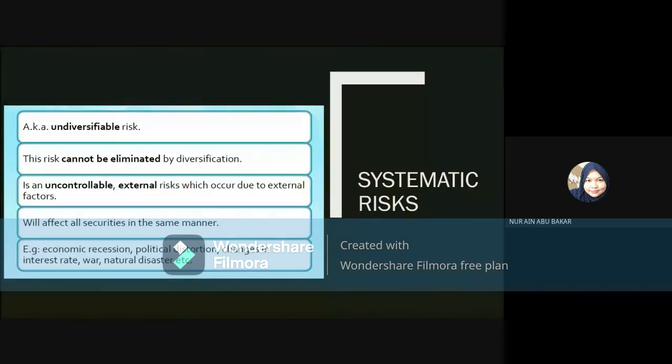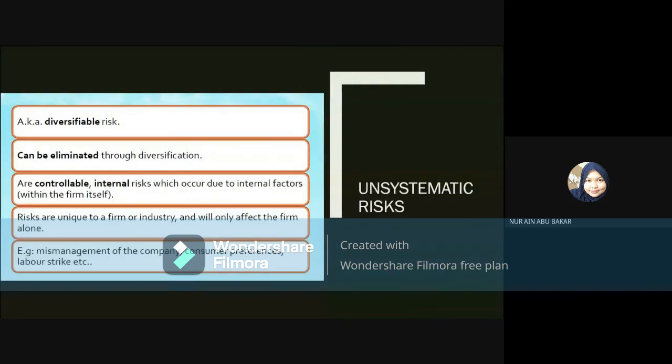For example, economic recession, political distortion, changes in interest rate, war, and natural disaster, plus COVID-19. So all these things are basically systematic risk. When the country is unstable because of political distortion, investors or businesses normally do not want to invest their money in the country. If we have a war, also the foreign investment will not come to our country. So all these systematic risks can actually affect our organization.